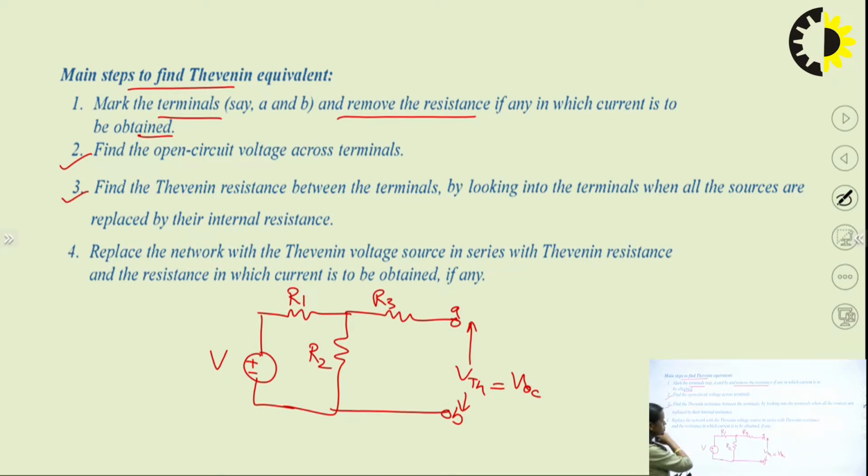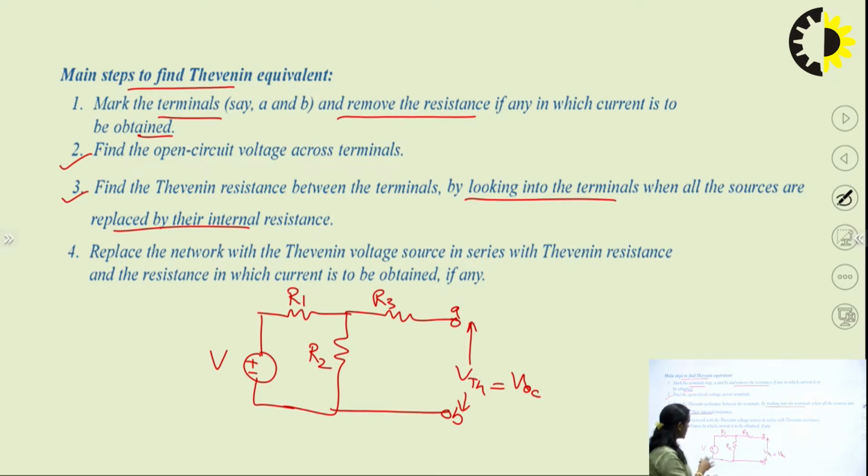Then step 3. Now you have found VTH. Now you have the value of VTH. The next step is to find RTH. So how will you find the Thevenin's resistance between these two terminals? By looking into the terminals when all the sources are replaced by their internal resistance. So all the sources. In this circuit, the only source is the voltage source, right? So you will replace this source by its internal resistance.